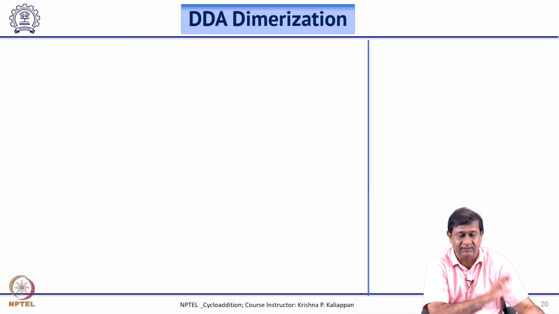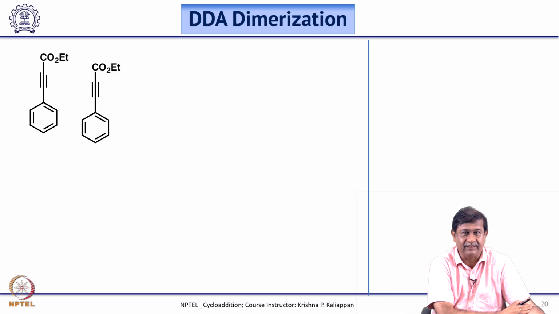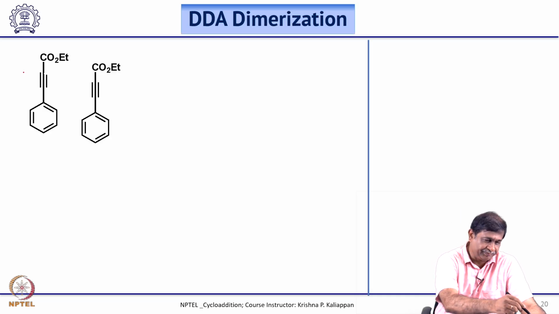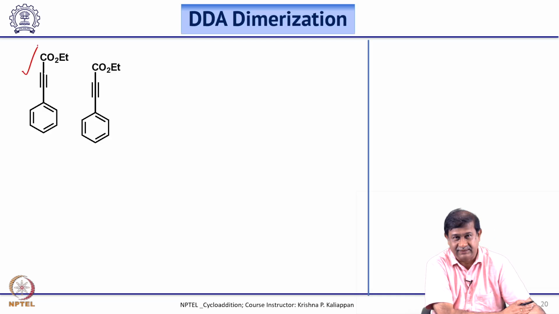Now let us look at specific examples. So you take this ester. If you take 2 moles of this, then this can undergo Dehydro Diels-Alder reaction.